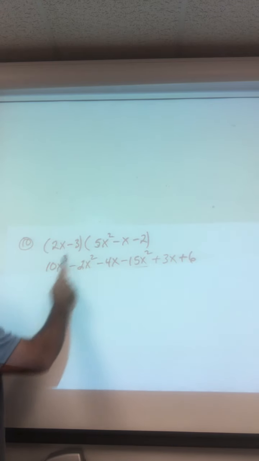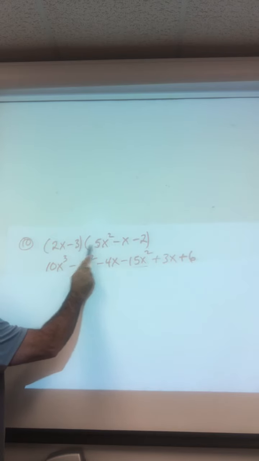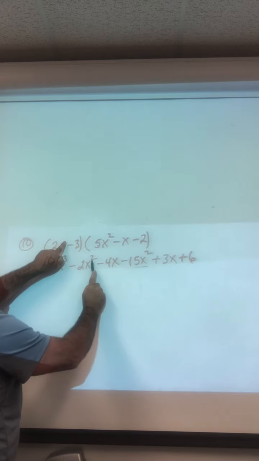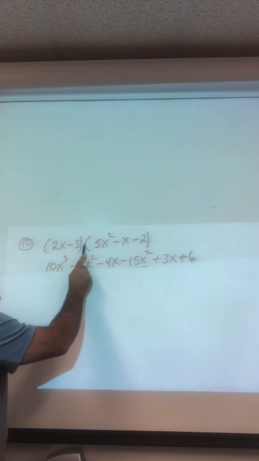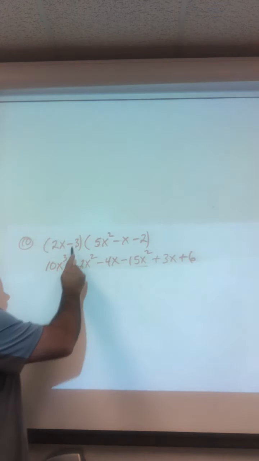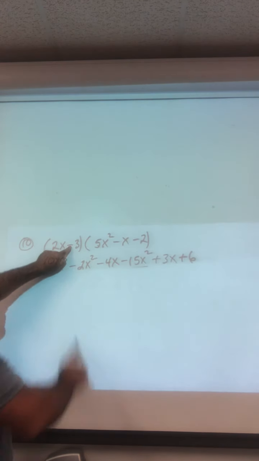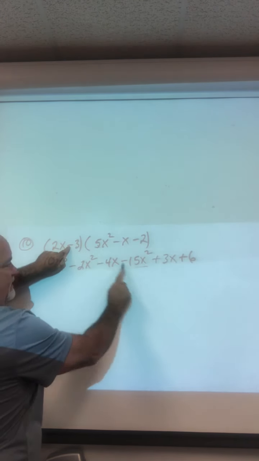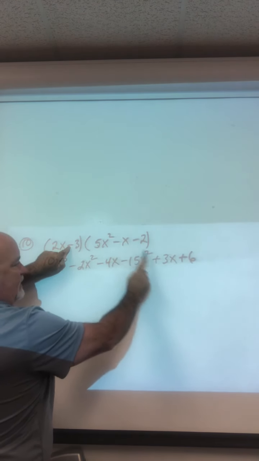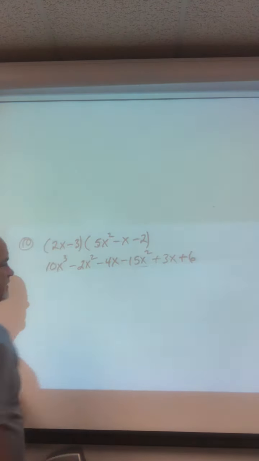2x times 5x² is 10x³, adding exponents. 2x times negative 1x is negative 2x², adding exponents. And then 2x times negative 2 is negative 4x. Now multiply with the 3. But when you do, don't forget that this 3 is negative. So it's negative 3 times 5x² is negative 15x². Negative 3 times negative 1x is plus 3x. And negative 3 times negative 2 is plus 6.